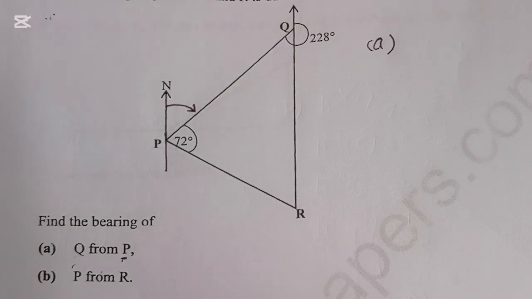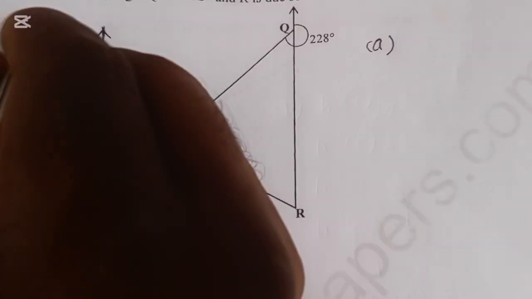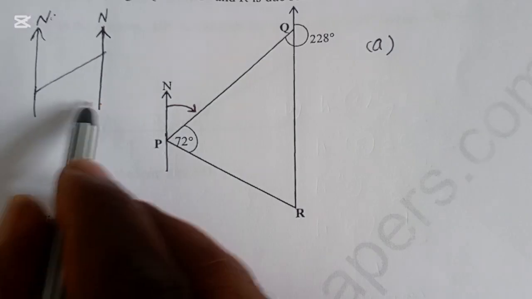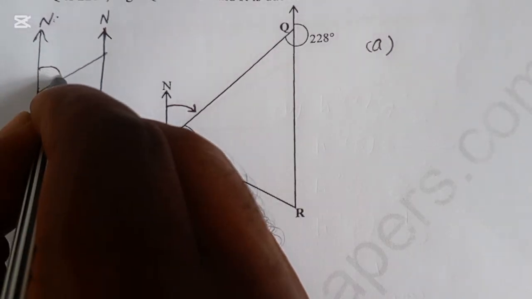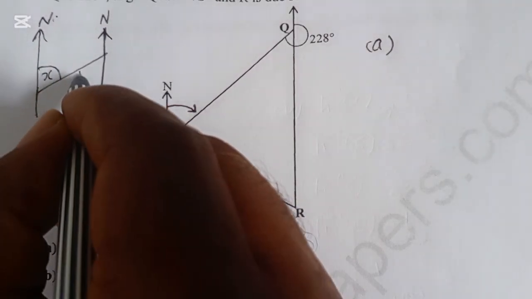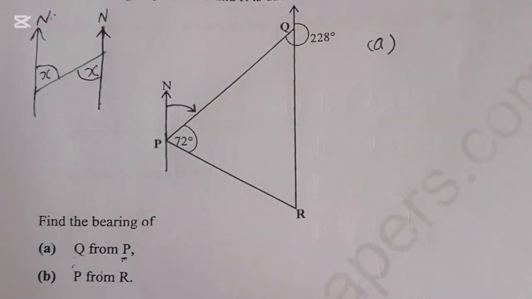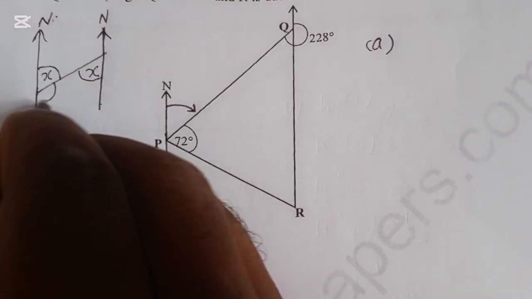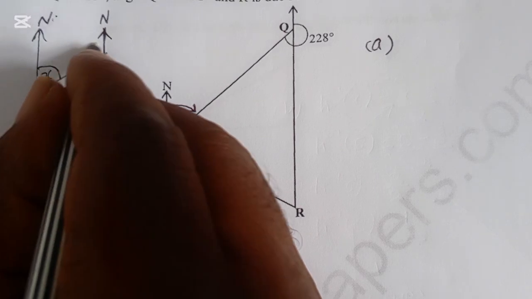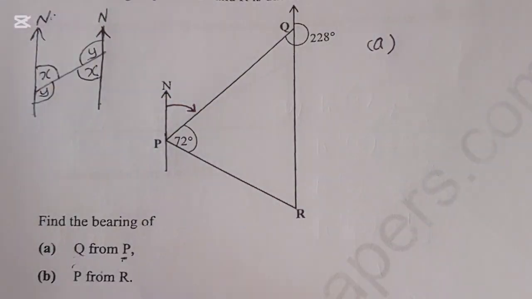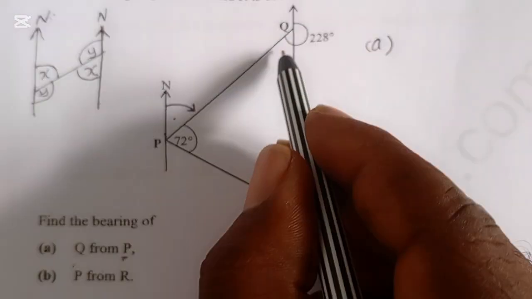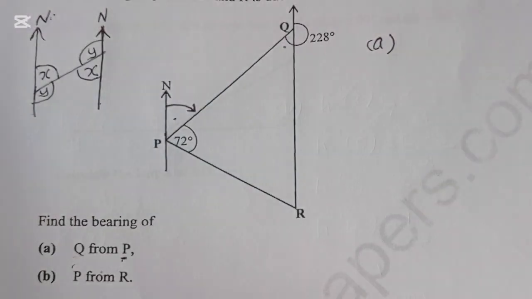So remember about the alternate angles. If this is a true north, this is a true north. So these two are parallel. So this angle X is equal to this angle X. So these two angles are alternate angles. Alternate angles are equal. So if this is Y, this is also Y. In this case, this angle is the same as this angle.